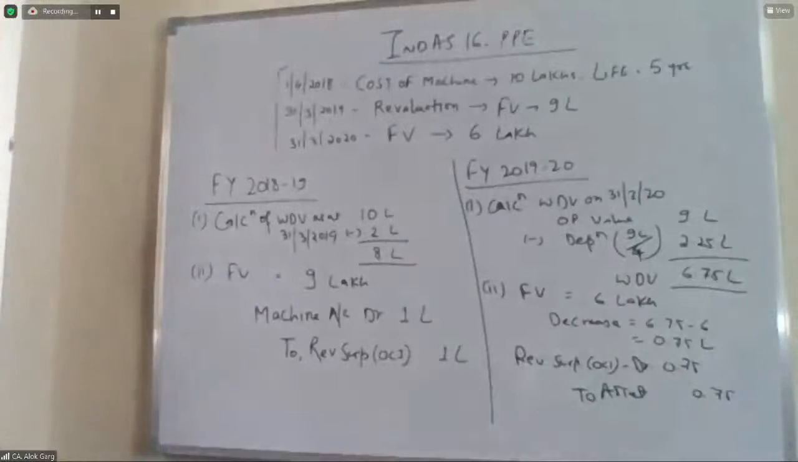Vaibhavi is asking something. As on 31st March 19, WDV is equal to 8 lakh and the increase in fair value is by 1 lakh, which goes to revaluation surplus. In FY 19-20, depreciation on 9 lakh for 4 years is 2.25 lakh. Hence, WDV is 6.75 lakh. Revaluation surplus is to be reduced by rupees 75,000. Thank you, everybody, for summarizing this question.